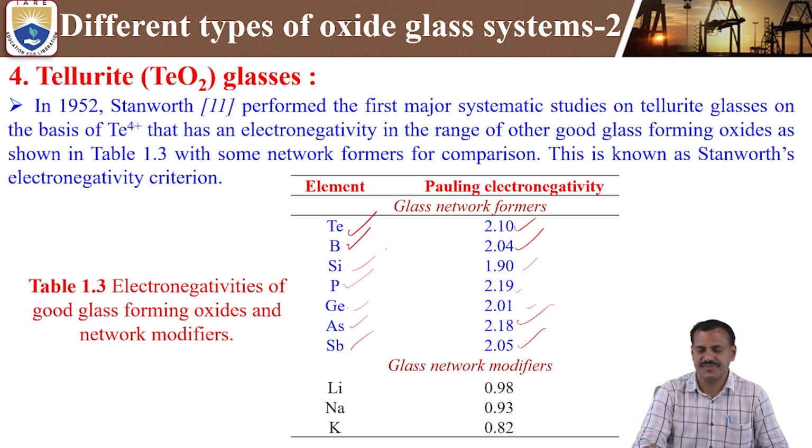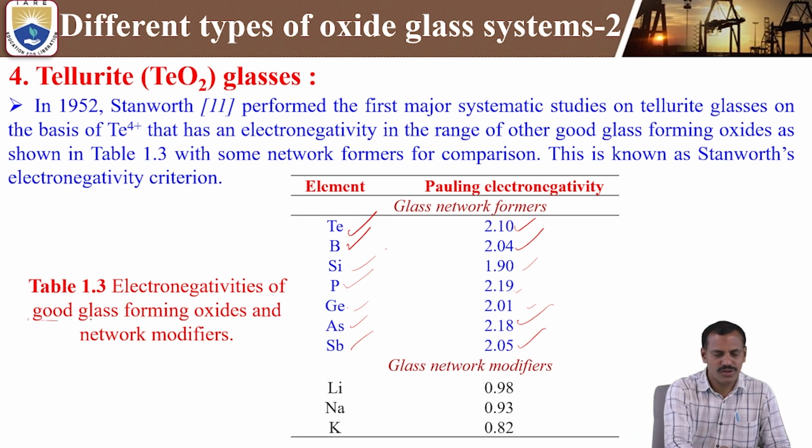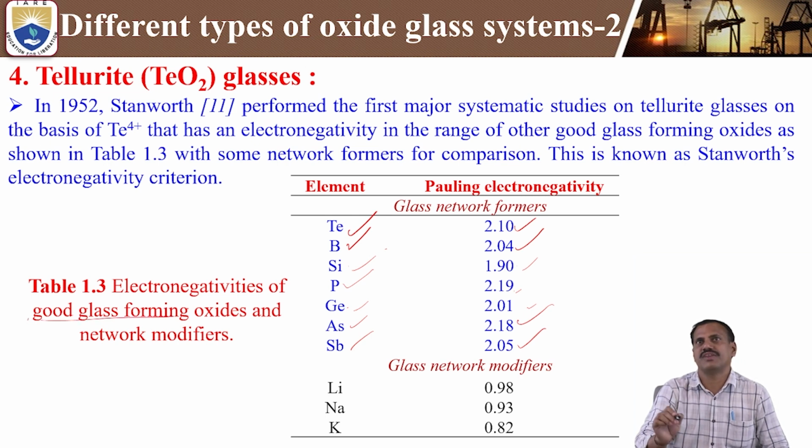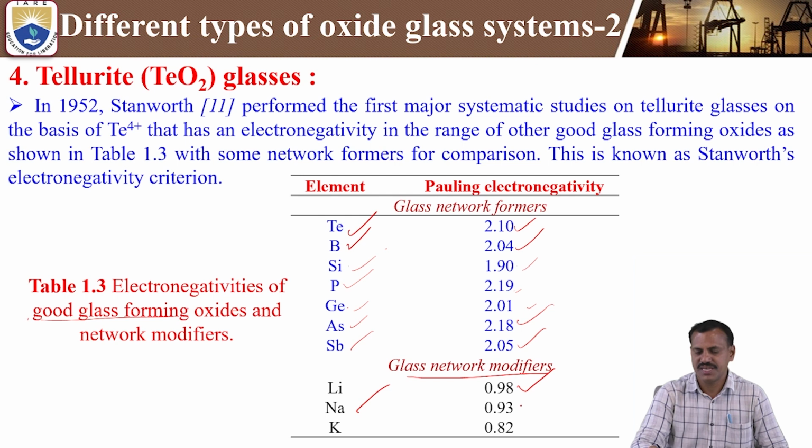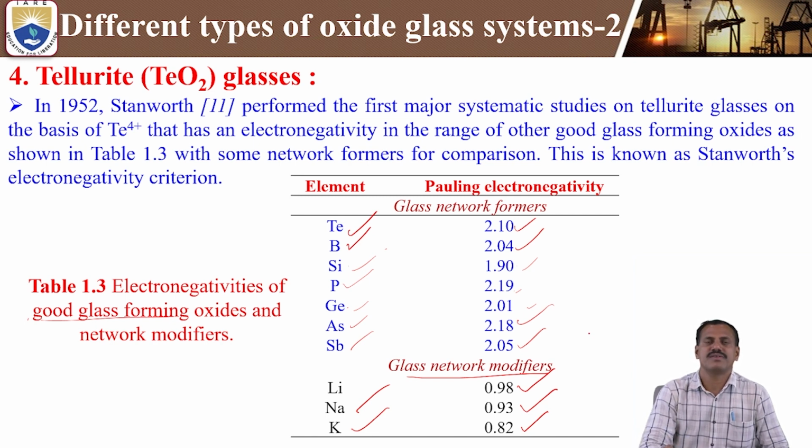Based on the electronegativity, we can prepare good glass forming oxides using the Pauling electronegativity values. In the case of glass network modifiers, lithium, sodium and potassium: lithium has an electronegativity value of 0.98, sodium has 0.93, and potassium, K, has 0.82. These are the electronegativity values used to prepare good telluride based glass systems. This table shows the electronegativity of the good glass forming oxides and network modifiers.